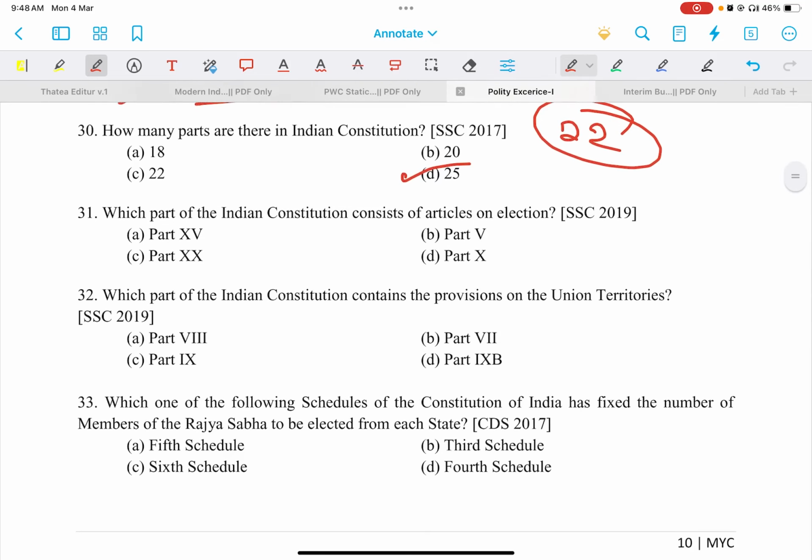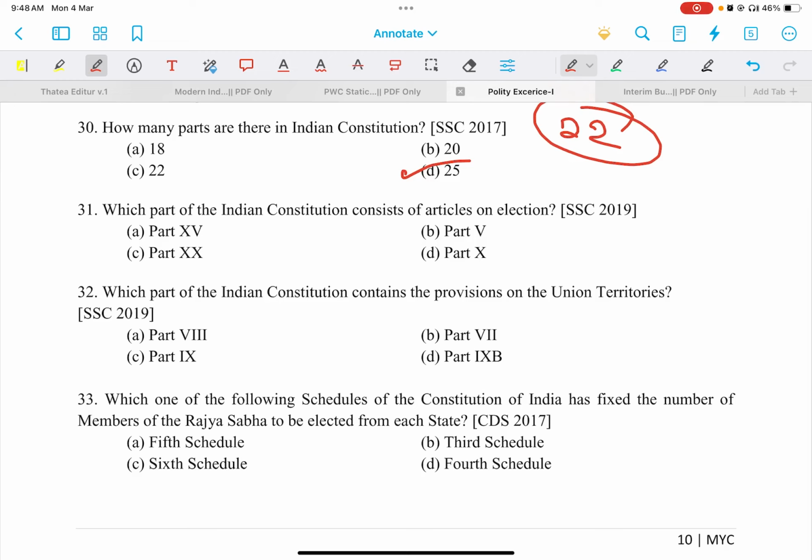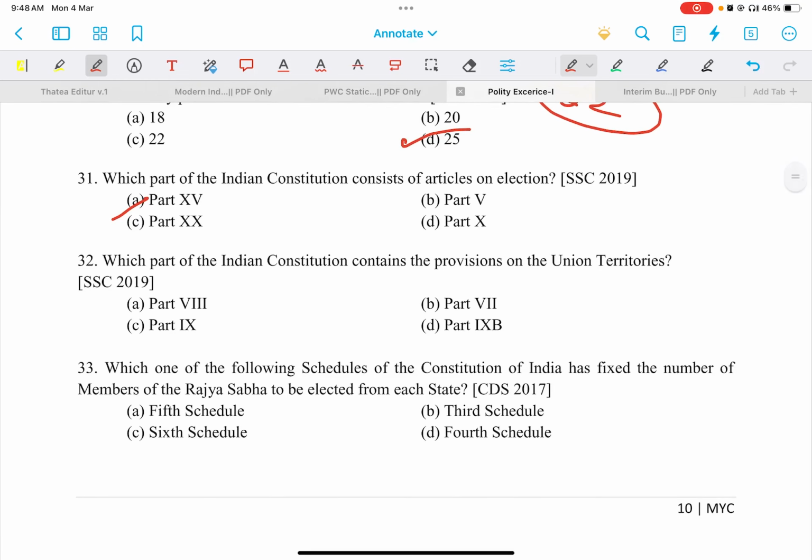Which part of the Indian Constitution consists of articles on elections? Election of constitutional bodies, such as the Chief Election Commissioner of India. So the answer is Part 15 of the Indian Constitution. Which part of the Indian Constitution contains the provisions on Union territories? Union territories, Part 8.